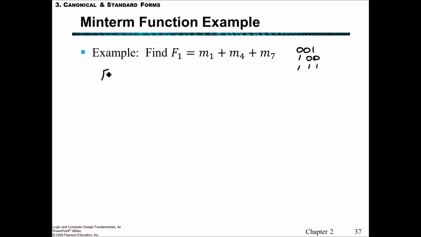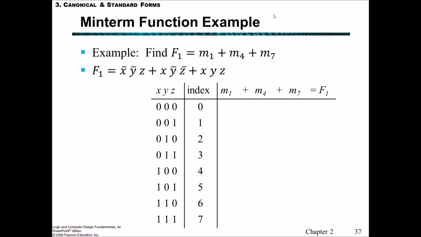So since it's minterms, then we know that every time there's a 0, we're going to write complemented, we're going to write not, and every time there's a 1, we're going to write normal. So let's write this out. Function 1 also equals not x and not y and z, or x, not y, not z, or x, y, z. Okay, that's good. So we got the first part of the answer right.